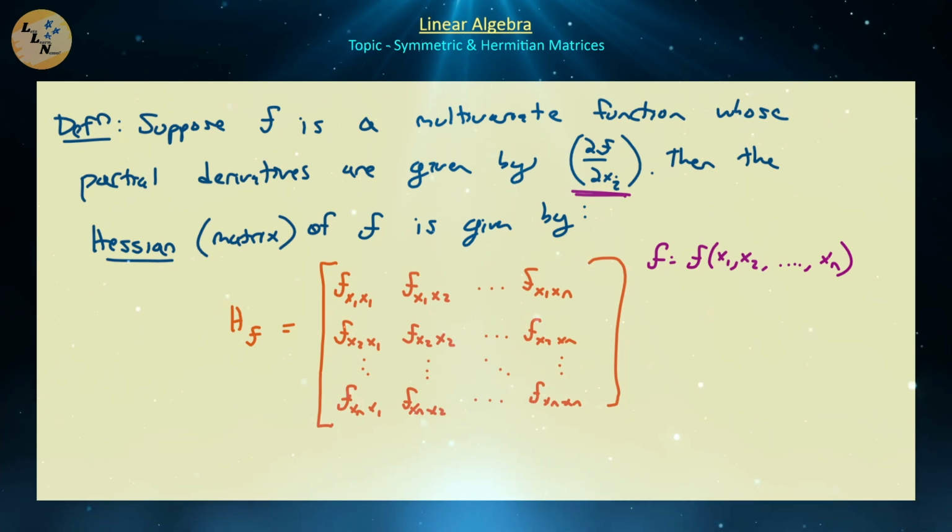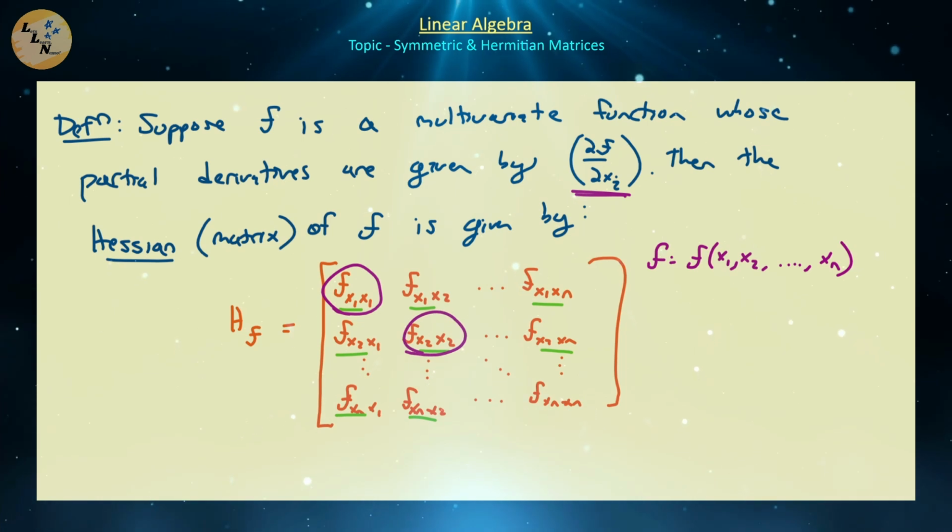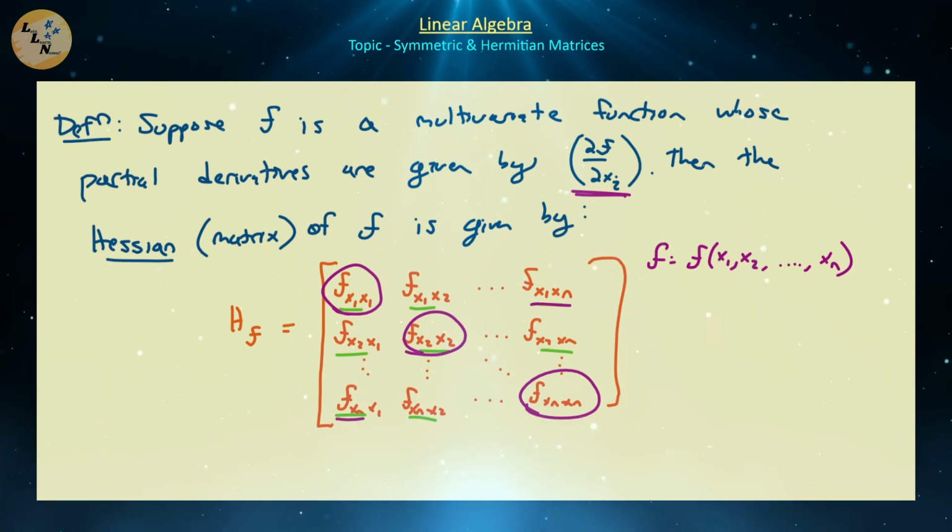What exactly does the Hessian matrix of a multivariate function consist of? Notice that these are all second order partial derivatives. In particular, this one is the second partial derivative with respect to x1 twice, that's the second partial derivative with respect to x2 twice, and that's the second partial derivative with respect to xn twice. All of the other off-diagonal entries are the mixed partials with respect to, say, xi and xj.